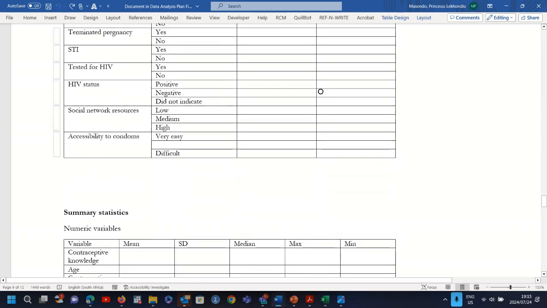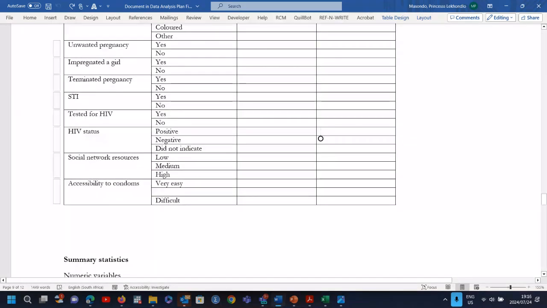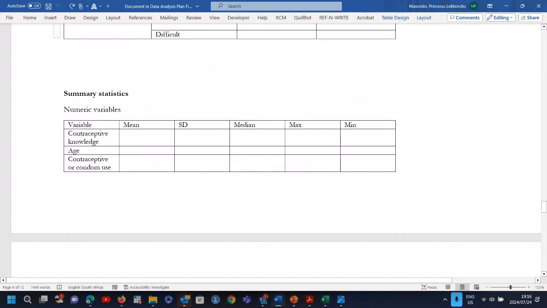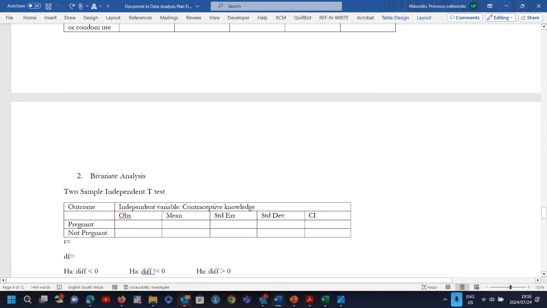Yeah, so this is an example. And then for the variables that are numeric, because they are numbers, you will be able to say, okay, for these variables that are numeric, this is how I'm gonna present them. I'm gonna put the mean, the standard deviation, the median. I'm gonna show the maximum and the minimum. In your mind, you are very clear how you're going to use these variables.